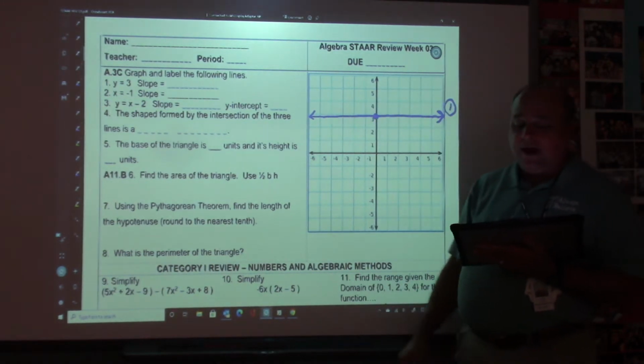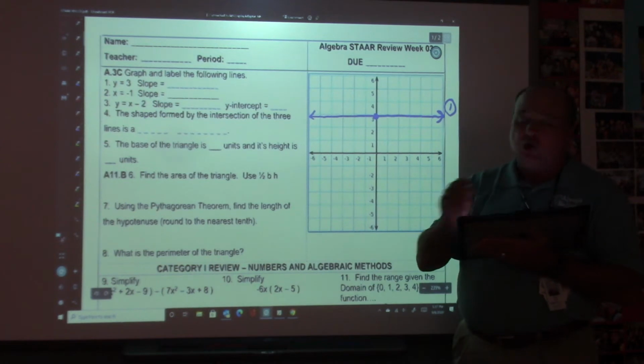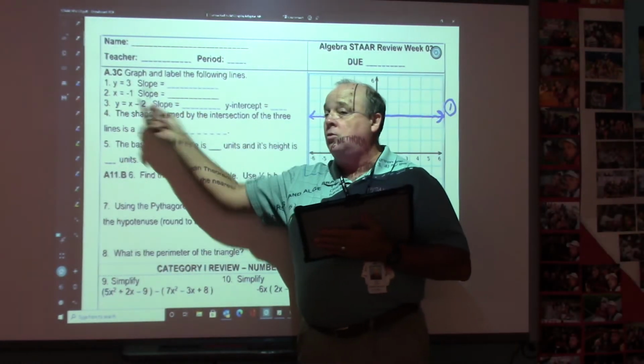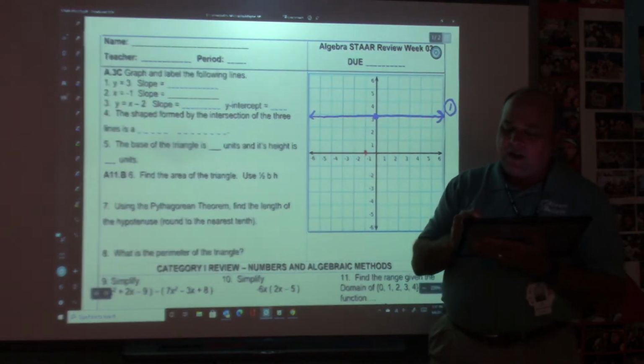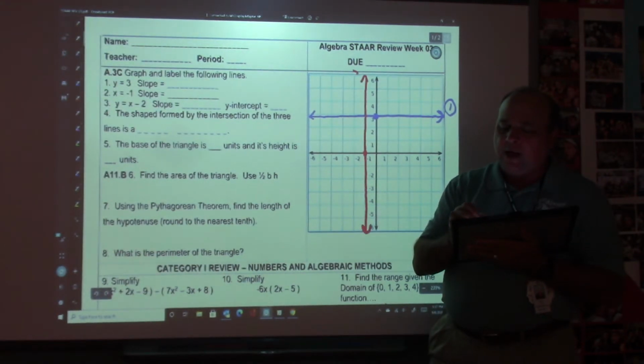Let's look at number 2, x equals -1. On number 2, it only crosses the x-axis, and it crosses at -1. So I've got a line right here that's going to go straight up and down. And that's going to be my line number 2.